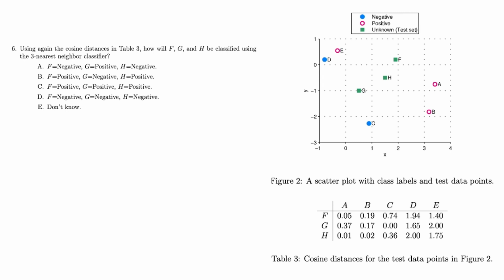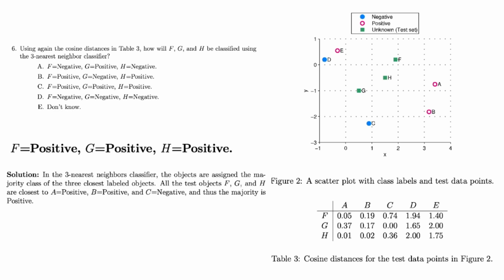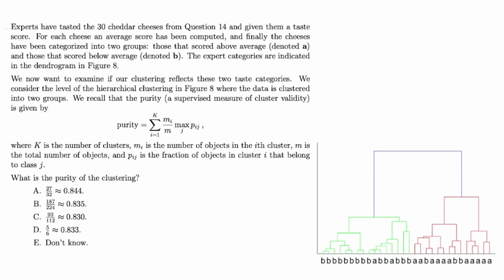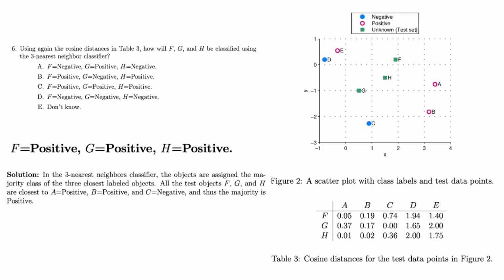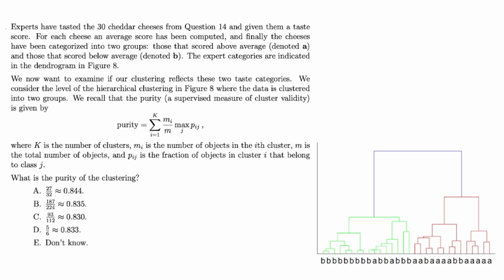For G, what are the 3 closest points to G? Again, A, B, C, which is positive. So G is positive now. So what's the answer? C. Yep. Any questions about how k nearest neighbors works? No questions. Perfect.